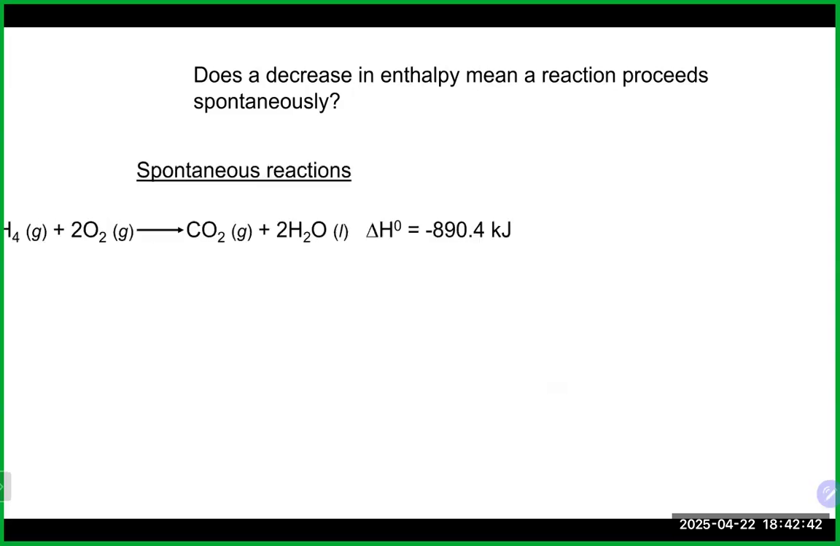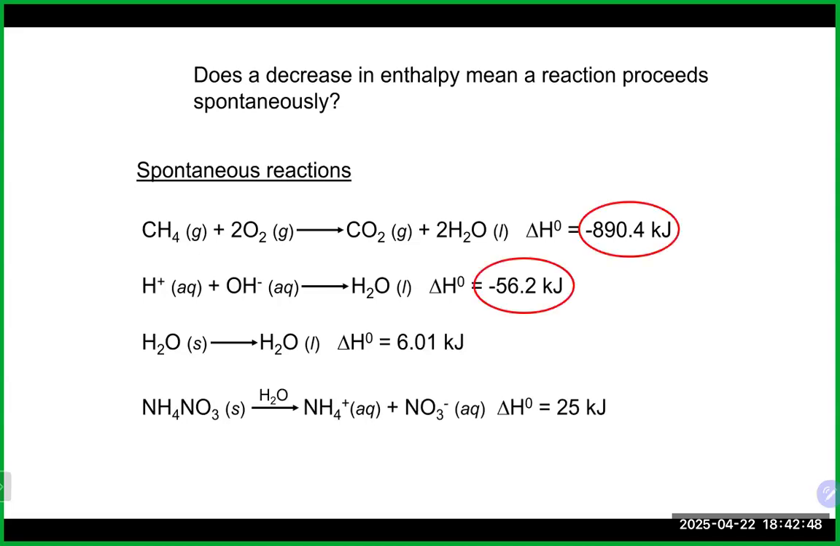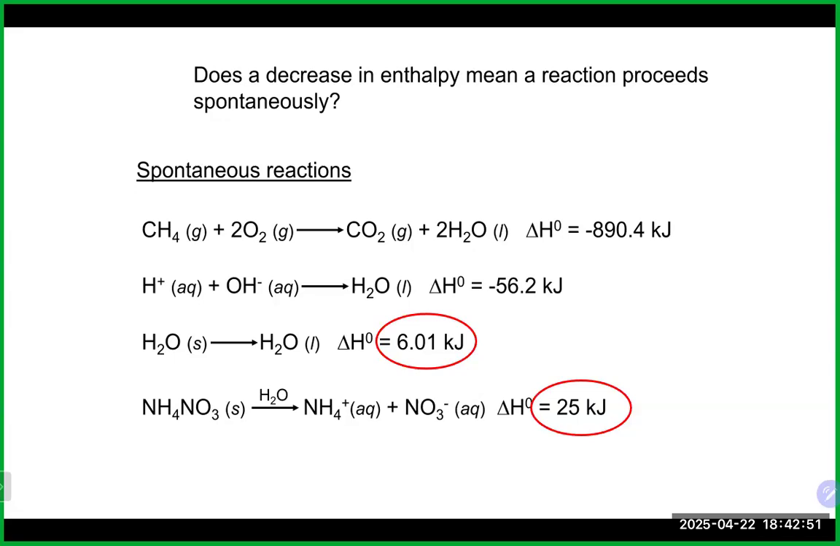Now, one of the things we just finished talking about was enthalpy. Does a spontaneous reaction depend on a negative delta H, which is an exothermic reaction? Here are some examples of spontaneous reactions. We have a combustion reaction at negative 890, which is exothermic. We have the formation of water from an acid-base reaction, negative 56. But we also have ice, which will melt spontaneously at 25 degrees. If you take an ice cube out, it will start to melt to liquid water. That's actually an endothermic process.